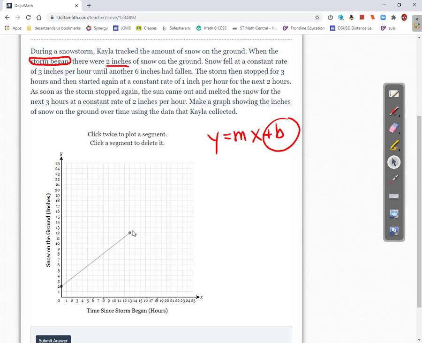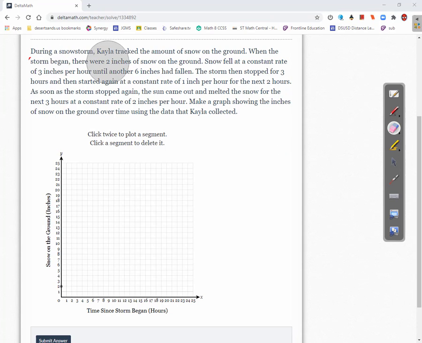So that's kind of the first thing. And these stories all start by saying how much snow is on the ground. Sometimes it's 0, and sometimes it might be 6, etc. But this will be your first point. Your b value will be on the y-axis. Okay, let's get rid of these marks right here, and let's go ahead and read the next sentence.